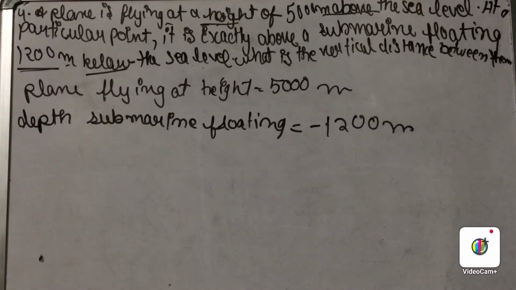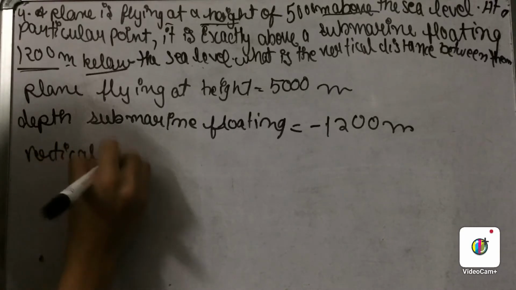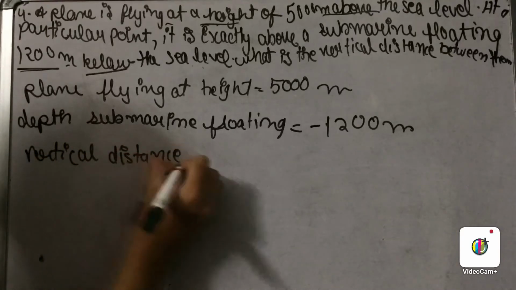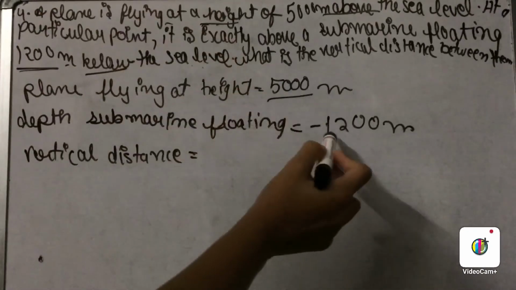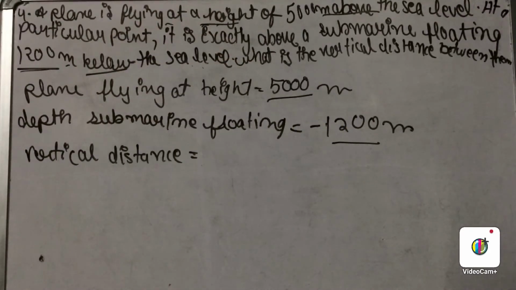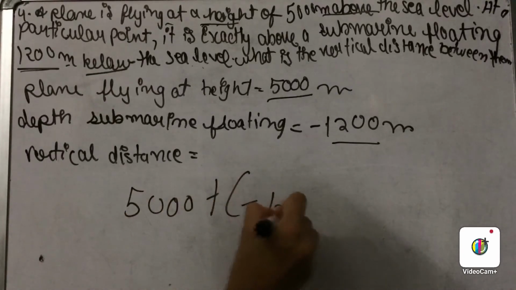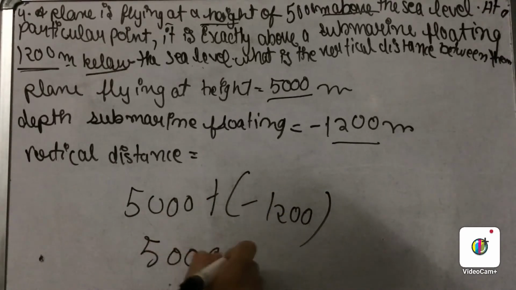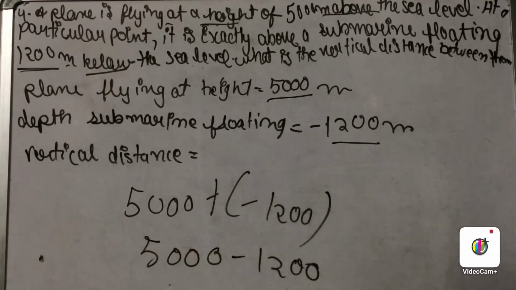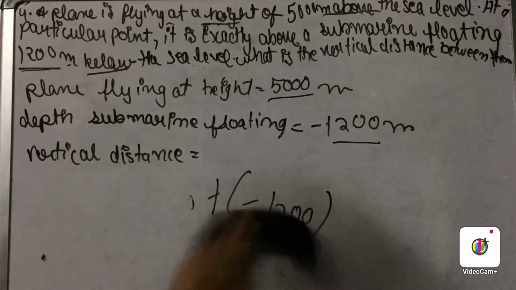We have to find out the vertical distance between them. So now we will write here vertical distance, which we have to find out. Now I have told you that if you want to find out the vertical distance between them, we will add 5000 and 1200. But if I write it like this, 5000 plus minus 1200, it will be wrong because plus minus is minus, so it would be like this, minus 1200. So the answer would be wrong. So to solve this question, I am not writing it like this, I would write it like this.